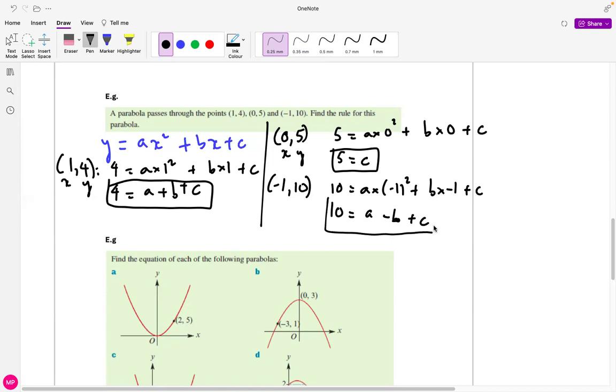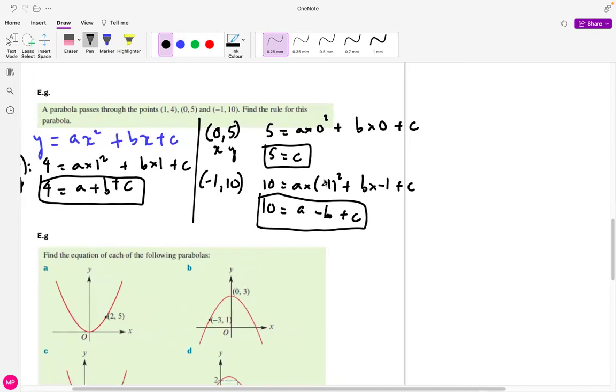So technically, you have 3 equations. If you have a calculator, you can just chuck it in the CAS and solve it. But I want to show you how to do it by hand. So c equals 5. So what you do is replace c with 5. And now we can just solve for a and b.